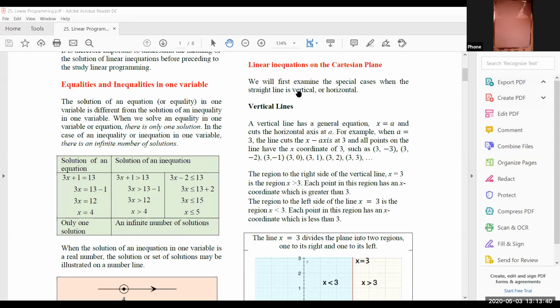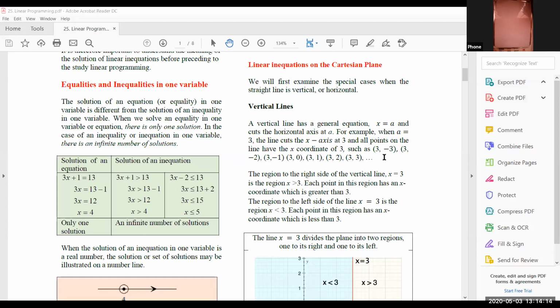Oh, no problem, David. So a vertical line has a general equation, x is equal to a, and cuts the horizontal axis at a. For example, when a is equal to 3, the line cuts the x-axis at 3. So again, x is equal to a. So if a is equal to 3, that means it cuts the x-axis at 3, where x is positive 3, that is, you will draw a solid line coming across. Everybody okay with that?